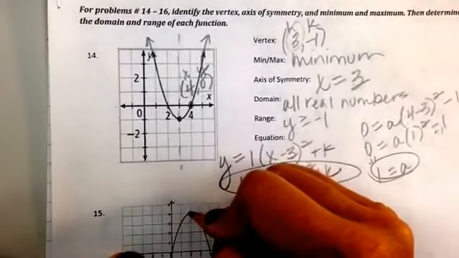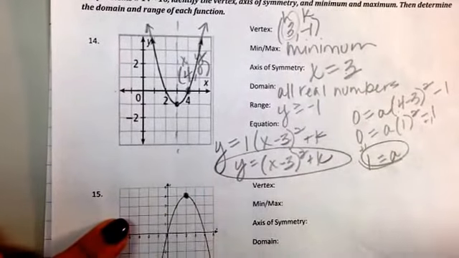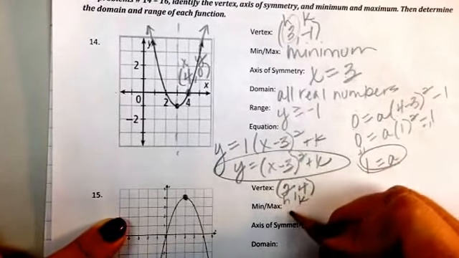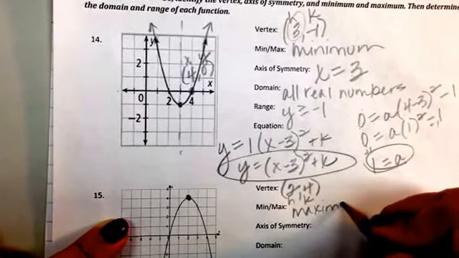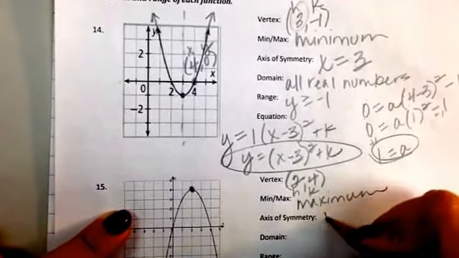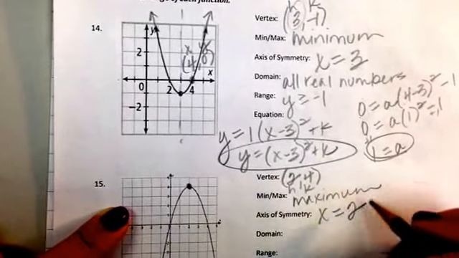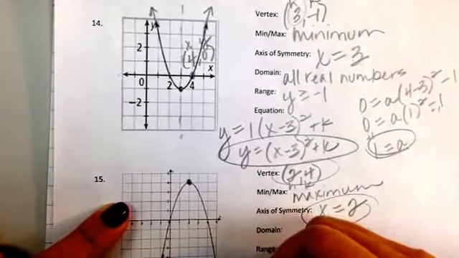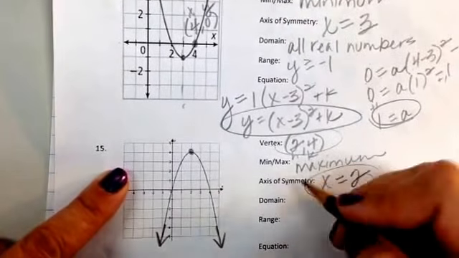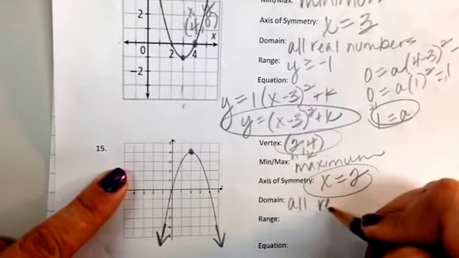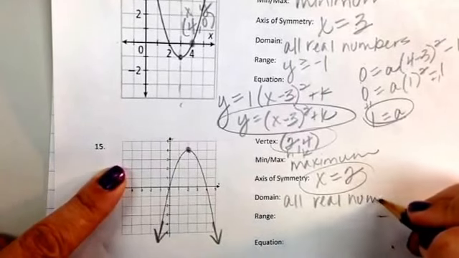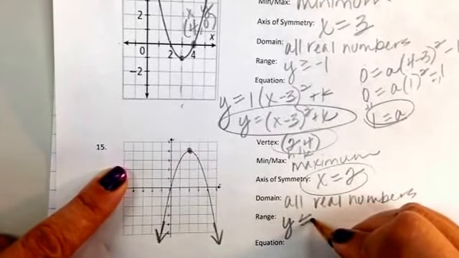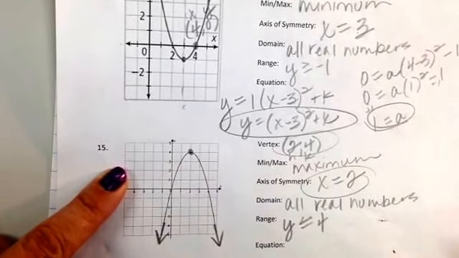In number 15, I don't see things marked. I'm going to grab the vertex, label it as 2, 4. There's my h and k. This is a maximum. It opens downwards. The axis of symmetry is going to be x equals 2. And the domain in this problem, I'm going to make the assumption that this parabola is going to go on and on. I say that because I don't know anything about the context of a problem here. I'm going to call the domain all real numbers. I'm going to call the range y is less than or equal to that maximum value of 4.